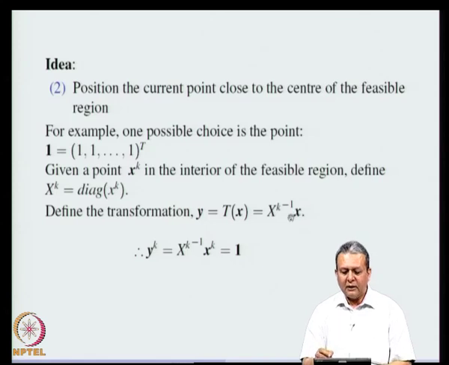So, by defining this transformation, for any x k, by defining the matrix X k to be diagonal of x k, the point in the y space for the feasible region will have all the entries equal to 1.